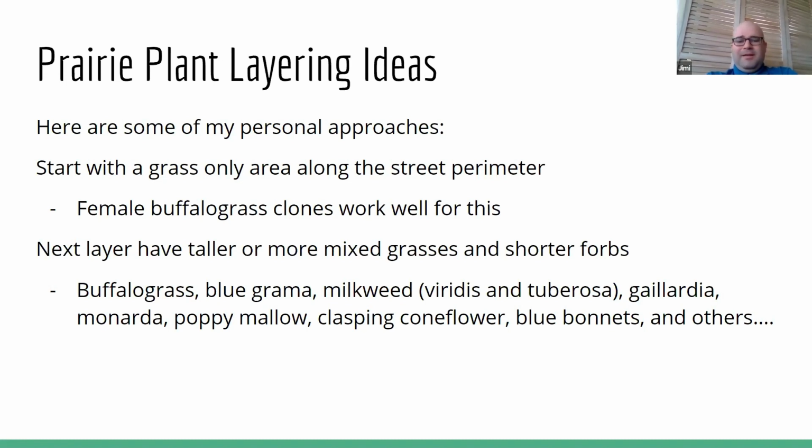Buffalograss, blue grama, some of the milkweeds, especially green antelopehorns or butterfly milkweed, some of the gaillardias, monarda, cowboy poppy mallow, clasping coneflower, bluebonnets, a lot of your other wildflowers that are a little bit shorter. That way you start with a gradation. So you get the short grass and then you slowly have a little bit more of a gradation.